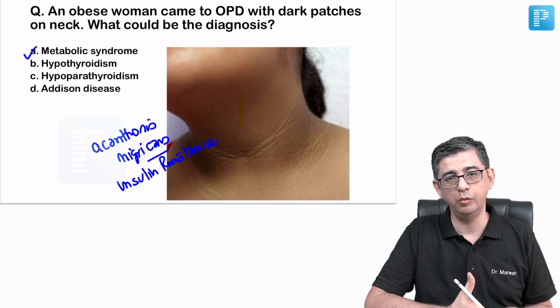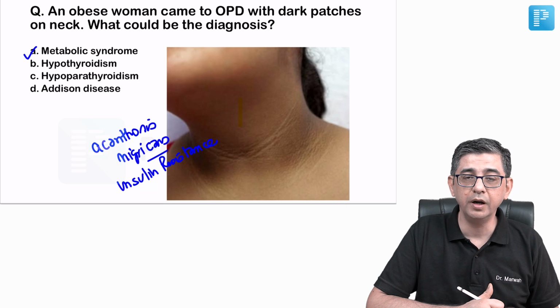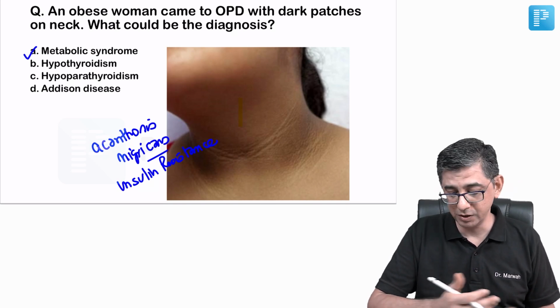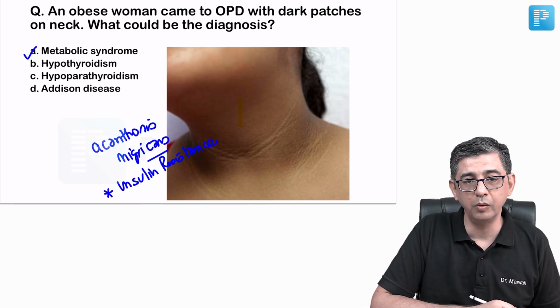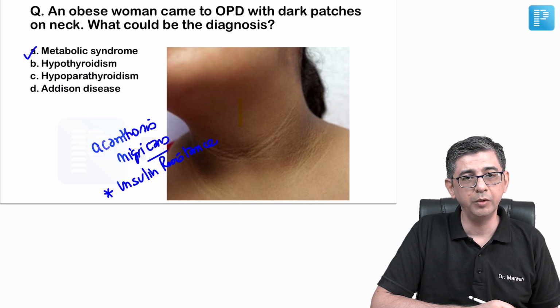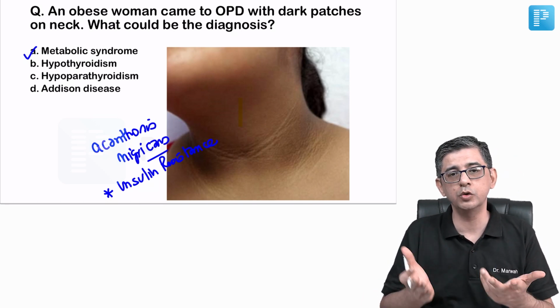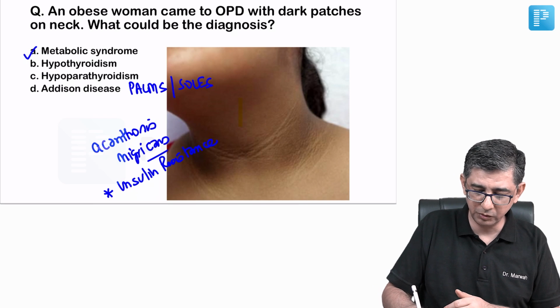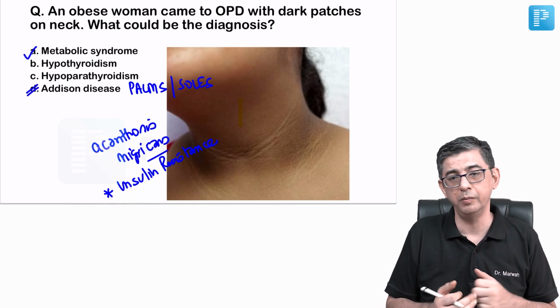Though other features of metabolic syndrome like centripetal obesity, then lipid profile were not given in this question. Elevated blood pressure values were not given, but the insulin resistance component is a part of metabolic syndrome. Remaining options, I think, are dummy choices. In Addison disease, the hyperpigmentation occurs in the palms and soles, so that can be ruled out. And for the remaining ones we don't read about a hyperpigmentation component.